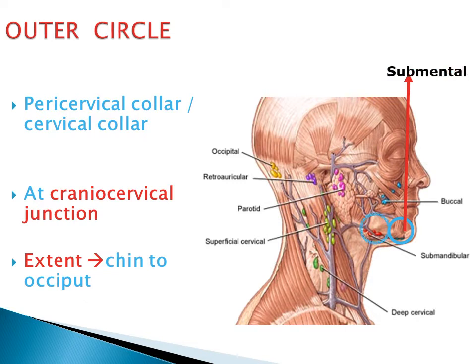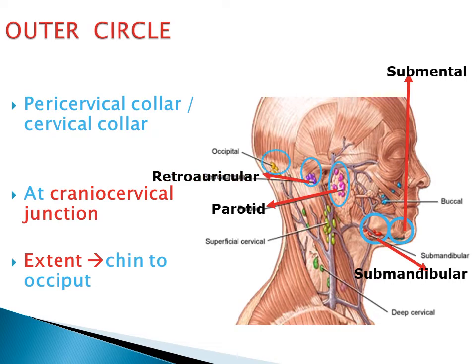So this is the submental. Here we have the submandibular. Then we have the parotid. Behind the parotid we have the retroauricular, and posteriormost we have the occipital. Now we can see that this is forming a sort of chain, right? A collar. So that is why it is called a pericervical collar.